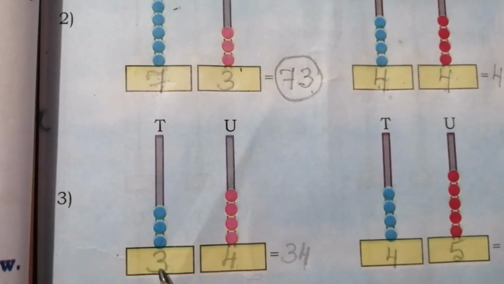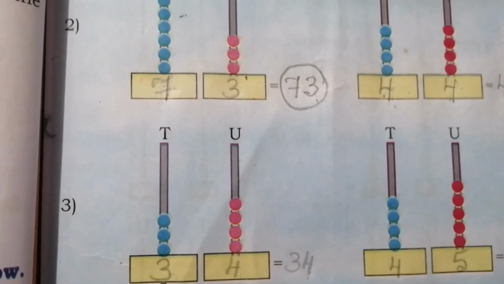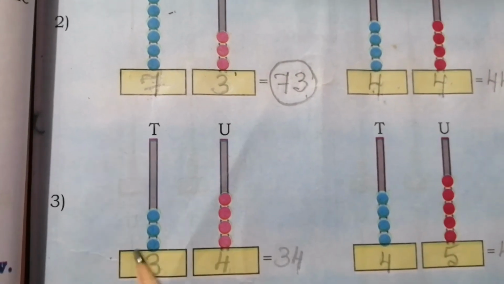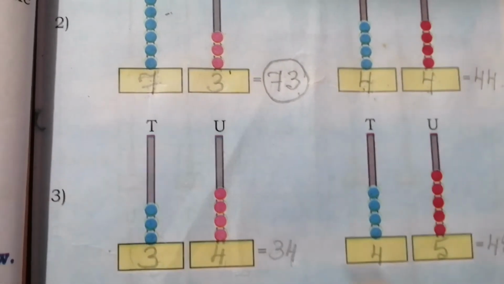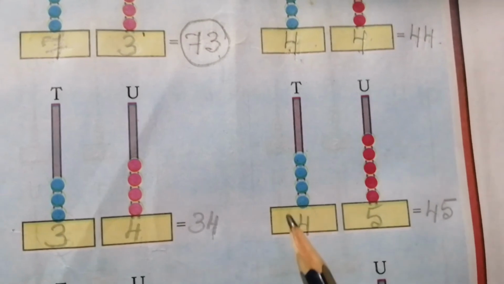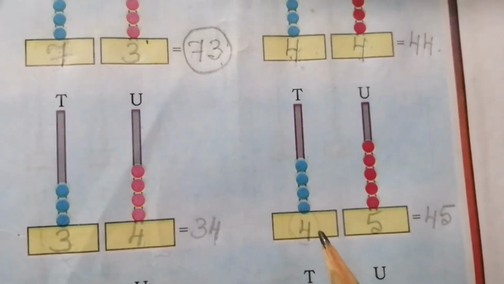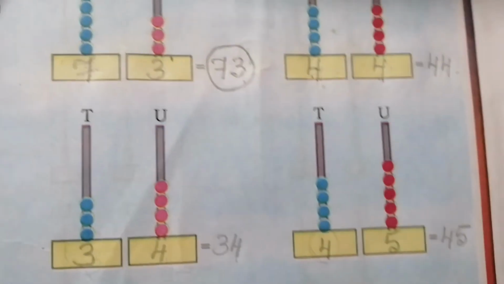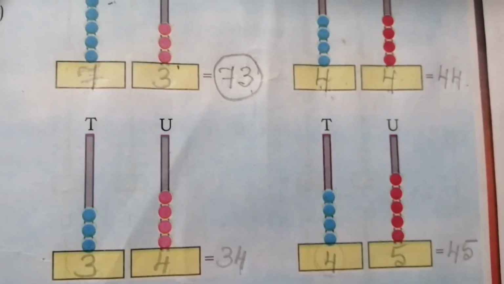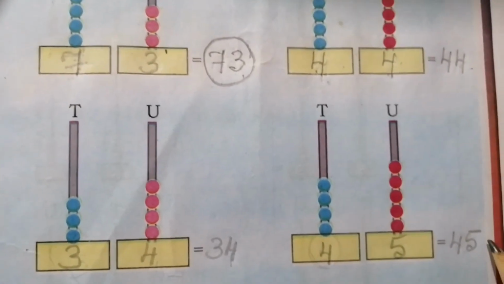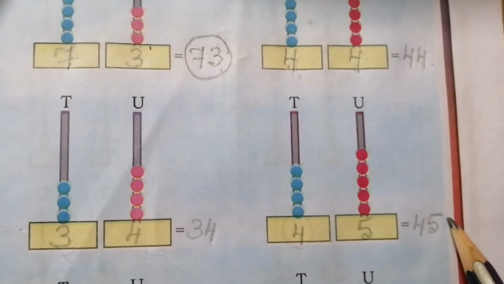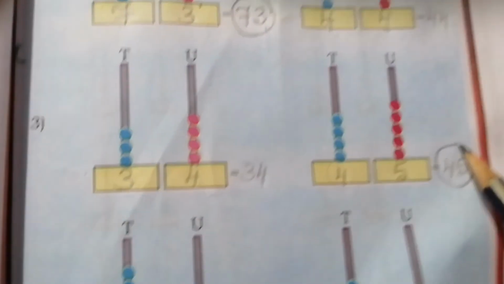Here in tens column, there are 3 beads. And here in tens column, there are 4 beads. So which is the biggest number? 4 is the biggest number. So we have to encircle the biggest number as 45.